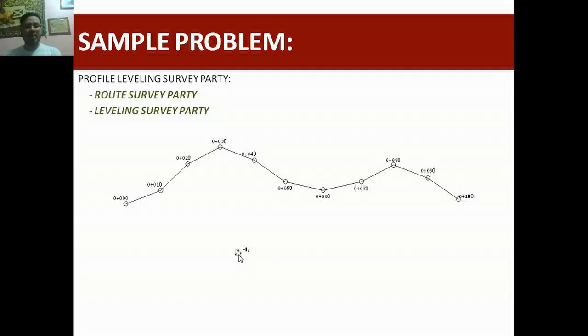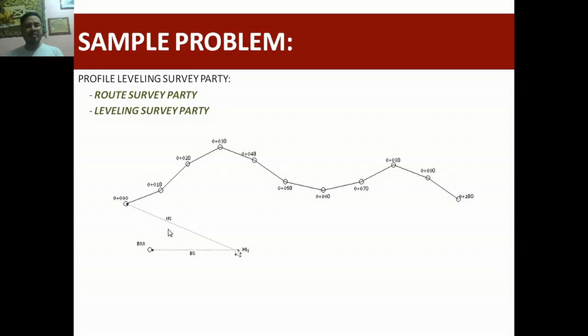Now after setting up and leveling our instrument, the first data you will get is the backsight on the benchmark. So for example, this is our assumed benchmark. The first data you will take is the backsight. Why is it called a backsight? Because the benchmark has a known elevation. After backsighting the benchmark, that is the time you will sight your first station. Since it is a station, it is called IFS or intermediate foresight.